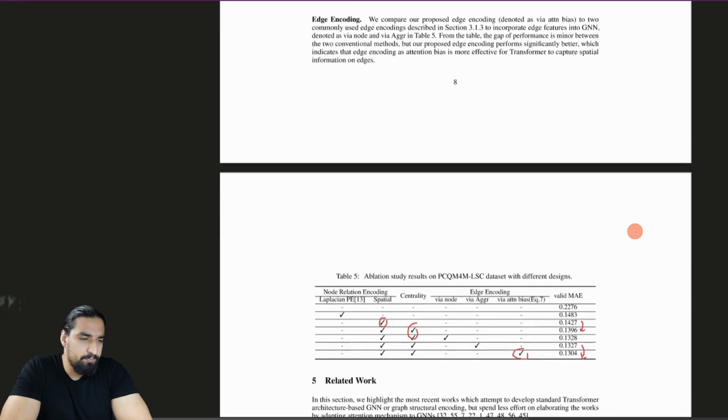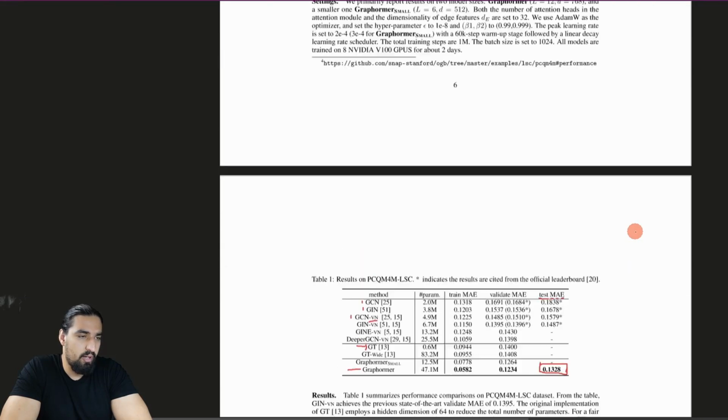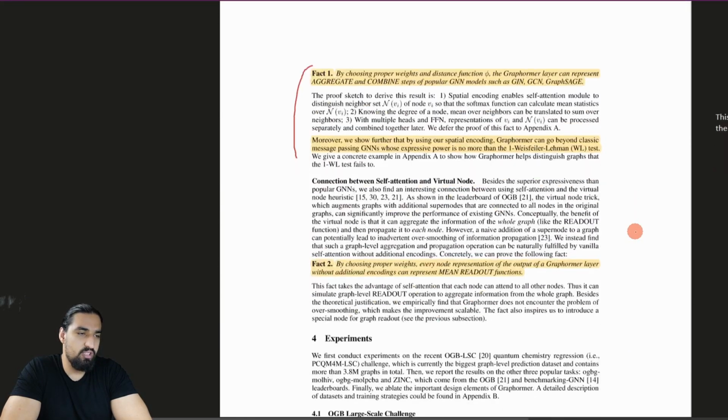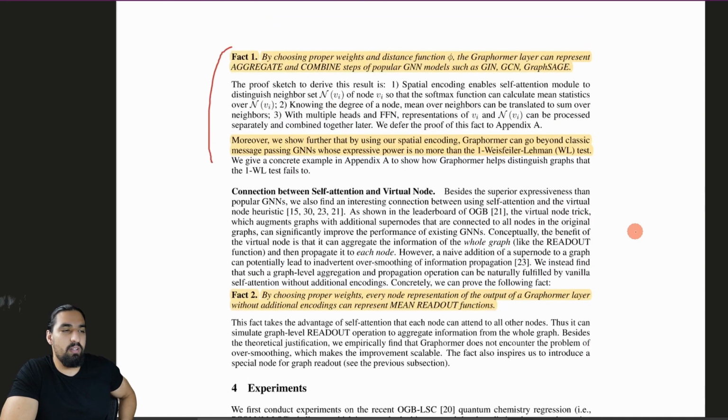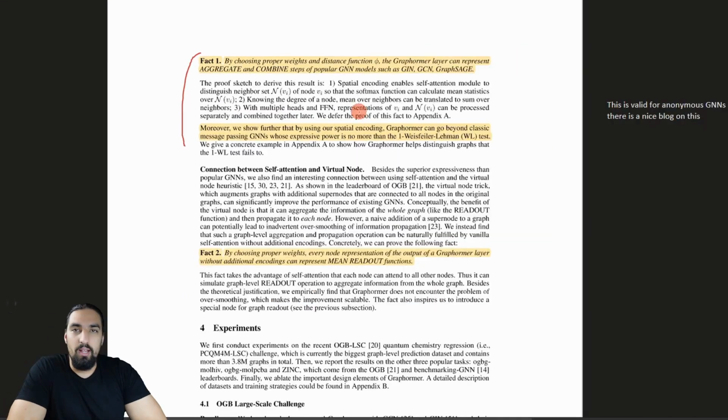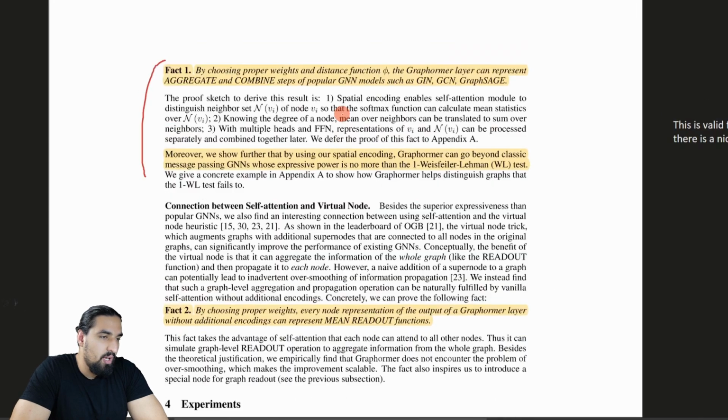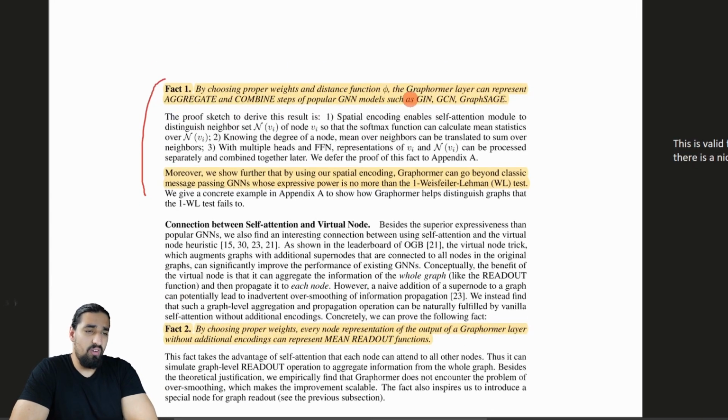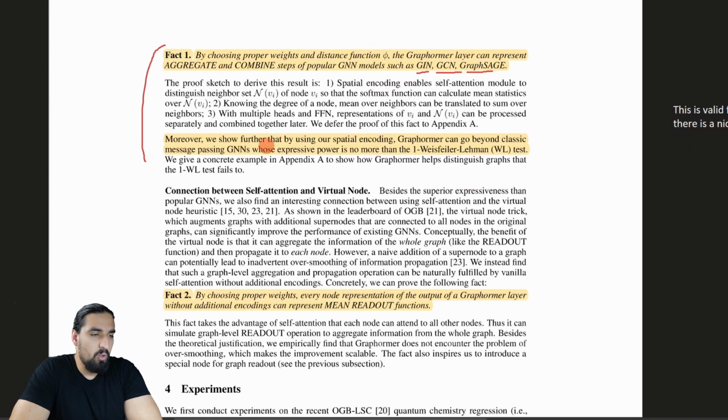Having said that, those are the main ideas of this paper, and now I want to focus on this fact one and delve a bit deeper into it and explain why this is. Okay, let's focus on this part. By choosing proper weights and distance function phi, the Graphormer layer can represent the aggregate and combine steps of popular GNN models such as GIN, GCN, and GraphSage. Moreover, we show further that by using our spatial encoding, Graphormer can go beyond classic message-passing GNNs, whose expressive power is no more than the Weisfeiler-Lehman 1 test.